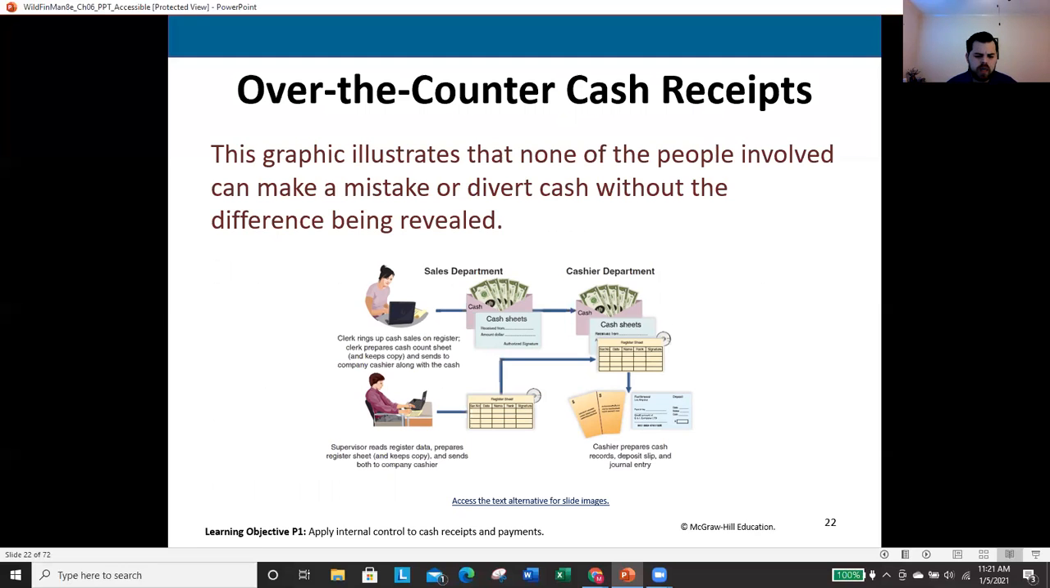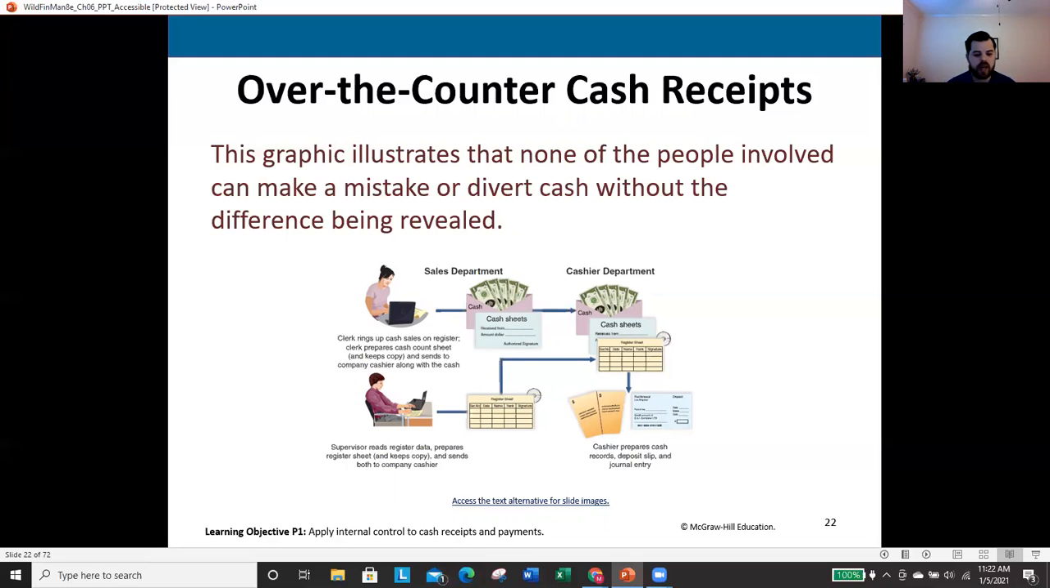So here we see just a general graphic identifying the sales department collecting the cash. The clerk rings up the sales on the register. They prepare some type of sheet at the end of their shift, identifying how much cash should be there. That should be paired with an envelope or with the cash in some way, identifying on the sheet that we should have $408.16. Then in the envelope you should have $408.16.